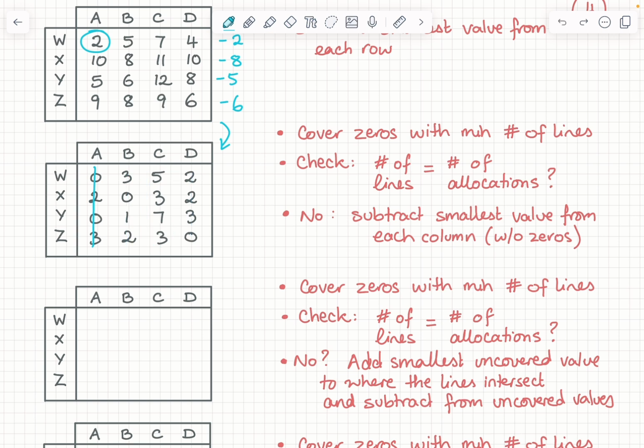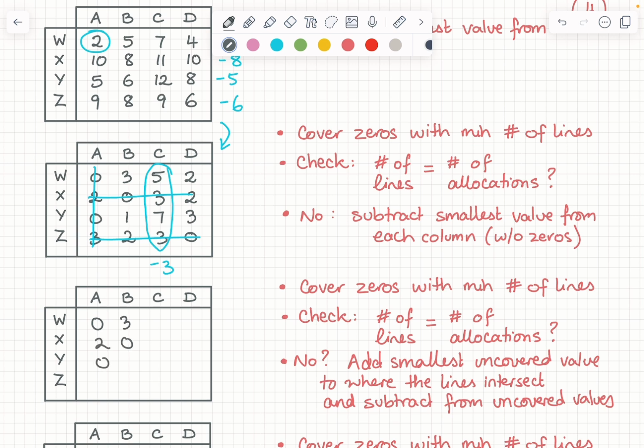If I had put lines like that, we'd still look at the column and say, let's subtract the smallest value. So we're going to subtract 3. So let's fill out our table again. Everything stays the same except for that column changes. It becomes 2, 0, 4, 0.